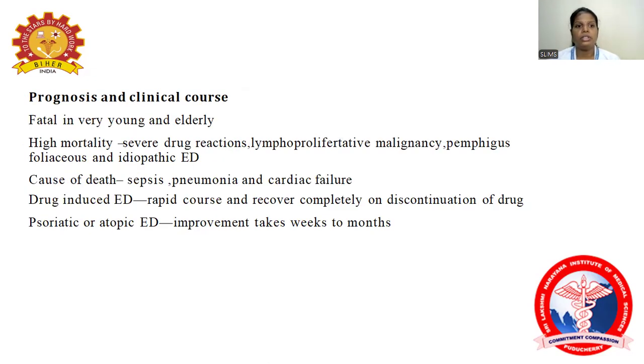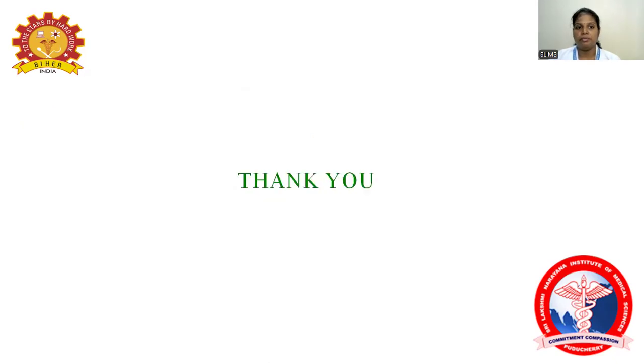Prognosis and clinical course: fatal in very young and elderly patients, high mortality due to severe drug reactions, lymphoproliferative malignancies, and pemphigus foliaceus and idiopathic erythroderma. Cause of death is mainly due to sepsis, pneumonia, and cardiac failure. Drug-induced erythroderma has a rapid course and recovers completely on discontinuation of the drug. There can be a good prognosis. Psoriatic or atopic erythroderma improvement takes weeks to months. Thank you.